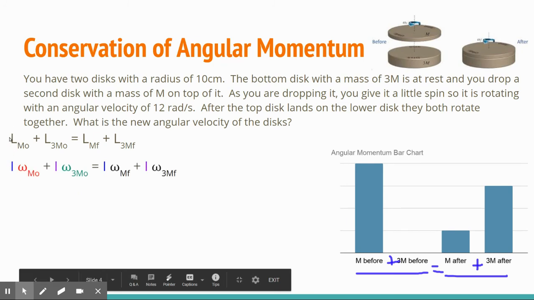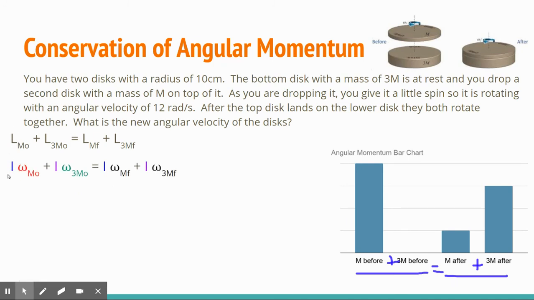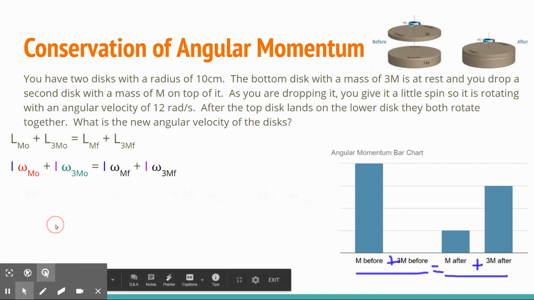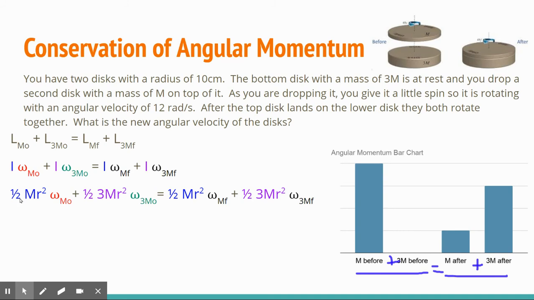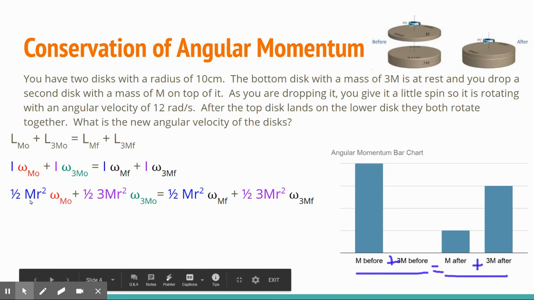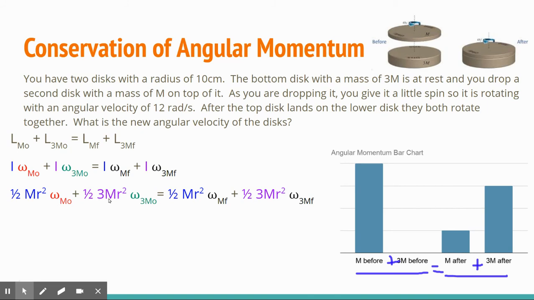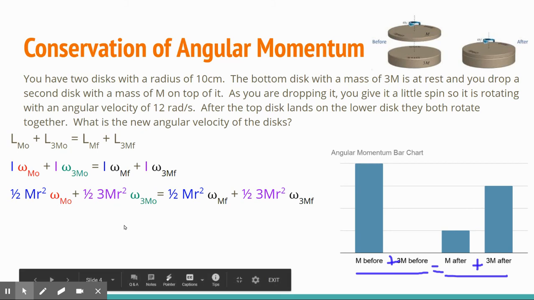So here, instead of angular momentum, now I'm putting in the equation for angular momentum. That's your moment of inertia times your angular velocity for each of them. And then I went ahead and substituted in the equation for moment of inertia. In this case, they are a solid disk, so I know that it's going to be 1/2 mr squared. This one was just a mass of m, so I got 1/2 mr squared. This one here has a mass of 3m, that's why it's 1/2 3mr squared. So I plugged all that in.